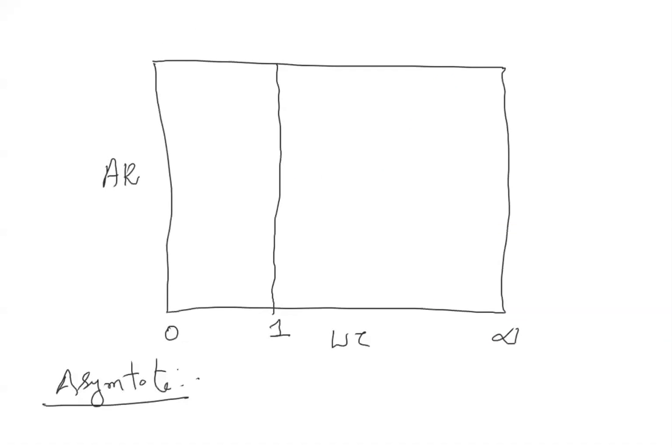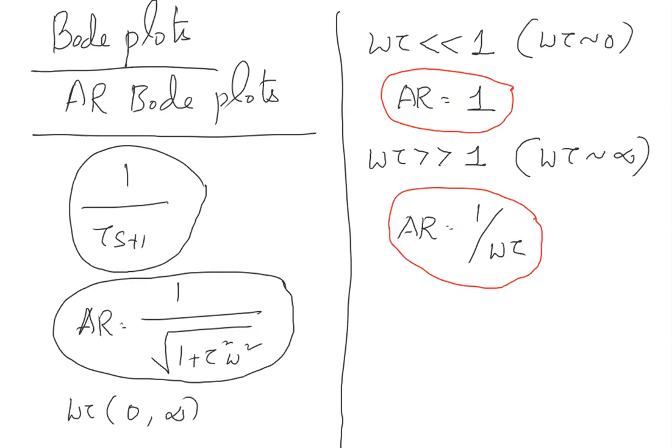Now let's take this graph. So you have two asymptotes. The curve may be something like it. Some you don't know, but you have the asymptote. What is the nature of this asymptote? This is one extreme point, another one is an extreme point. So AR is equal to 1 is one asymptote, because you see the behavior here. When omega tau is less than 1, the AR is equal to 1. When omega tau is greater than 1, AR is equal to 1 by omega tau. Let's say log AR is equal to minus log omega tau.